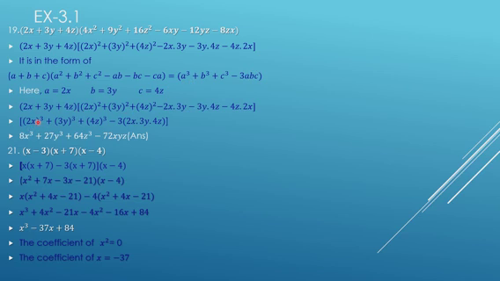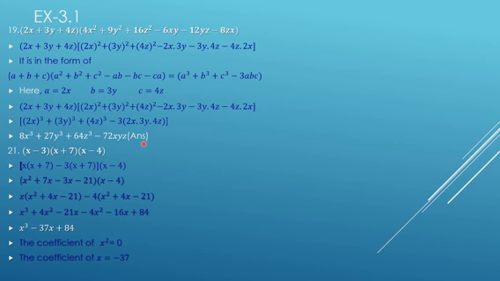So a cube will be (2x) cube, because we've taken a as 2x, b is 3y, so b cube is (3y) cube, plus c cube, where c is 4z, so (4z) cube. So this is how it is, minus 3abc. So minus 3 into a is 2x, b is 3y and c is 4z. So this is your answer. This is how we can expand the sum.